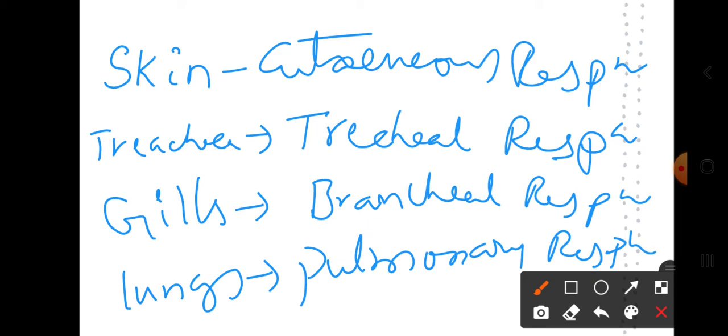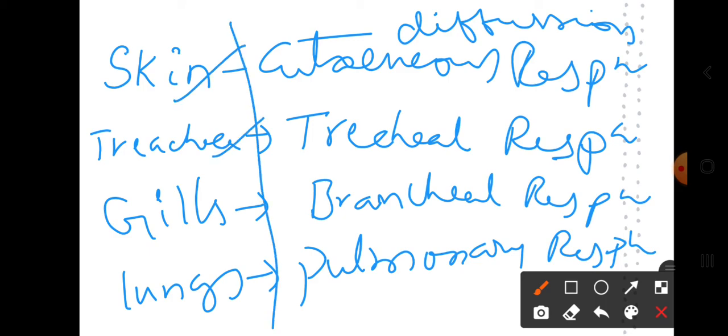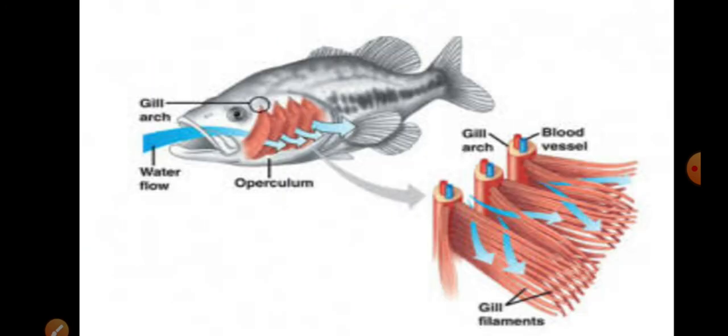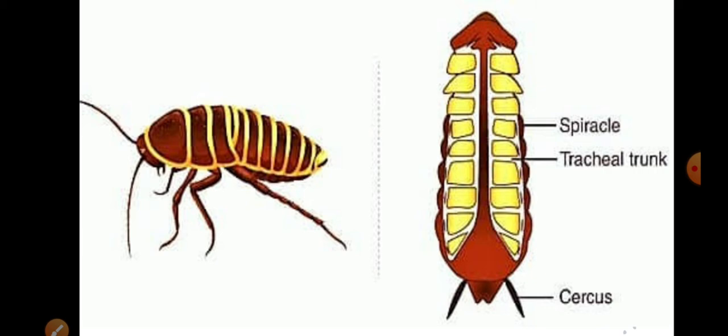Even in unicellular organisms, it is directly the diffusion process through the cell membrane. That means across all living organisms, we can see all four different types of respiration: cutaneous respiration, branchial respiration, tracheal respiration, and pulmonary respiration.